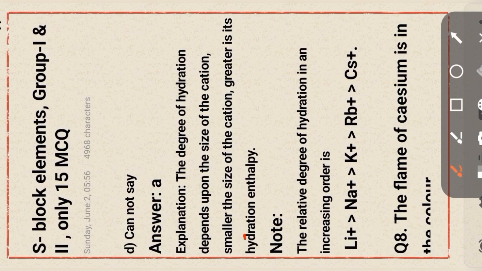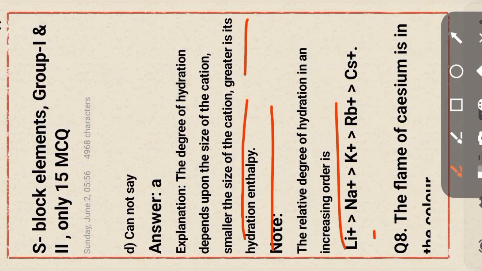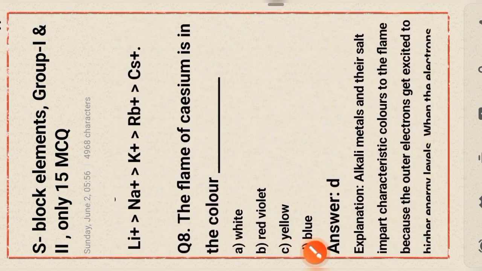The degree of hydration depends upon the size of the cation. The smaller the size of the cation, the greater its hydration enthalpy. So for group 1, the degree of hydration in decreasing order is lithium ion greater than sodium ion, greater than potassium ion, greater than rubidium ion, and the lowest is cesium. Okay, next part, this is question number 8.